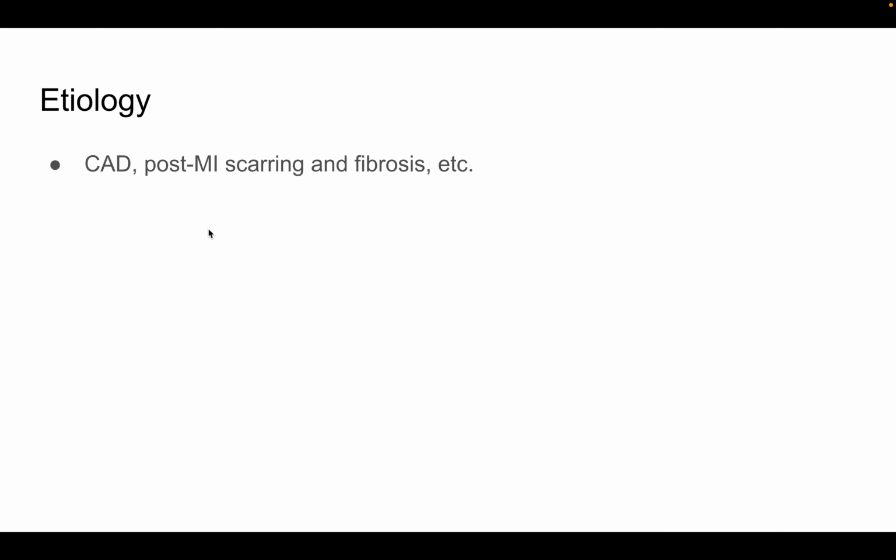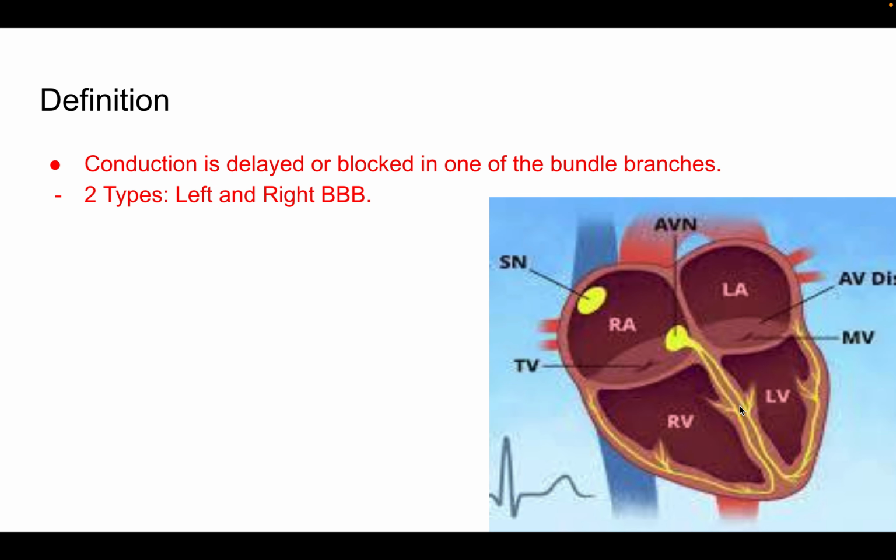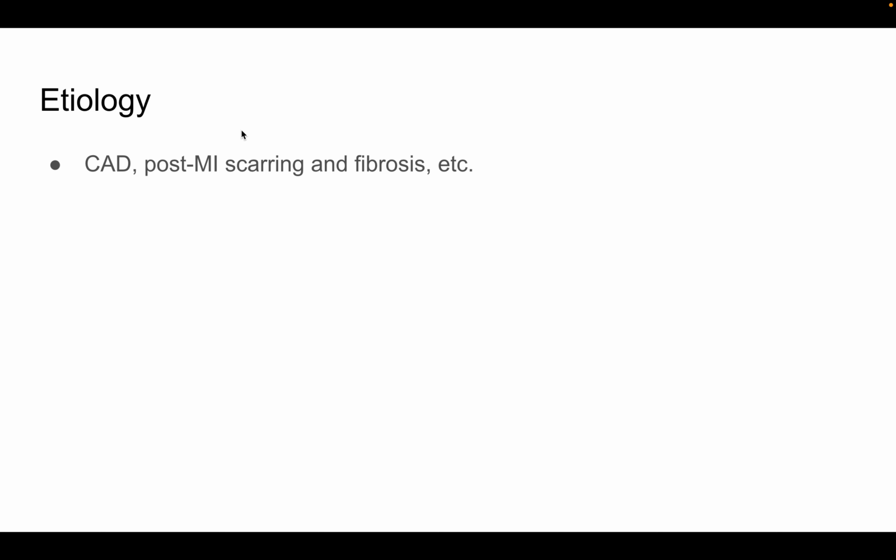So what causes bundle branch blocks? Usually you see it in people with coronary artery disease, like post-MI scarring and fibrosis that affects the ventricular septal wall, the area where those bundle branches are. This is what causes this etiology.